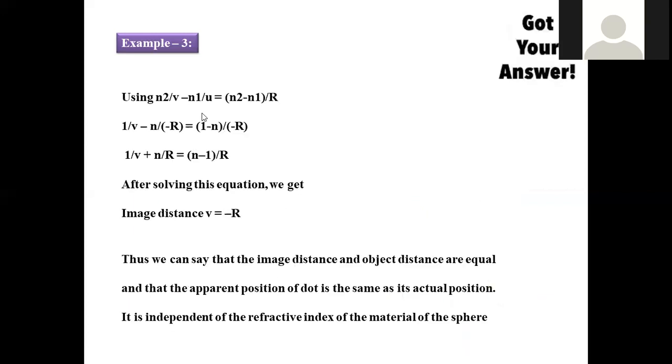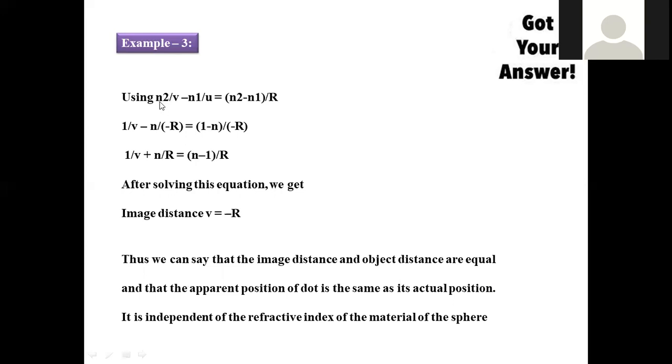Let us substitute in our equation. Just now we got the derivation part of this one. n2 by v minus n1 by u is equal to n2 minus n1 by R. This is the actual equation we derived in the previous session, right? And we got the application for this only. So we are extending this equation to different examples, right?